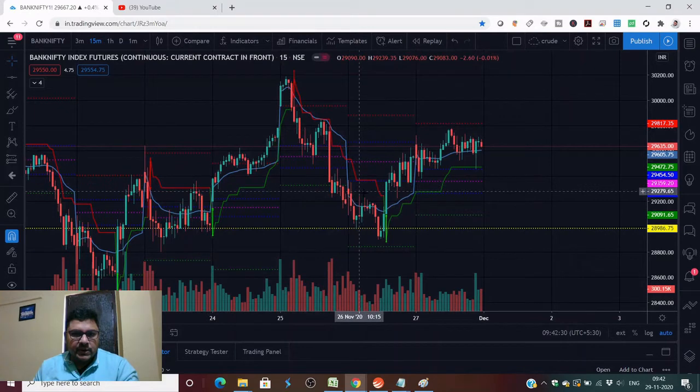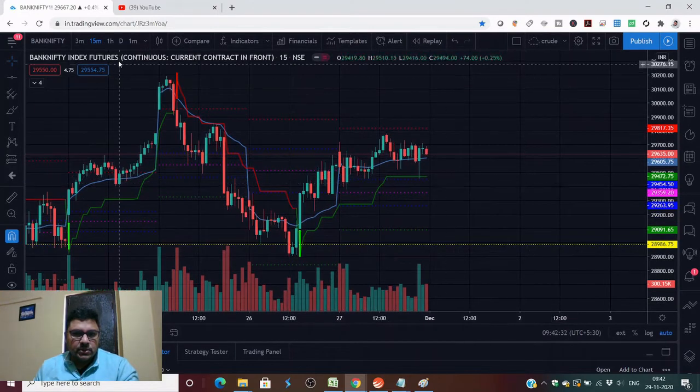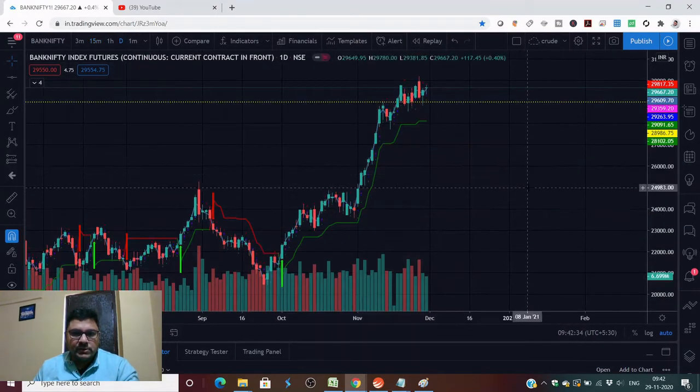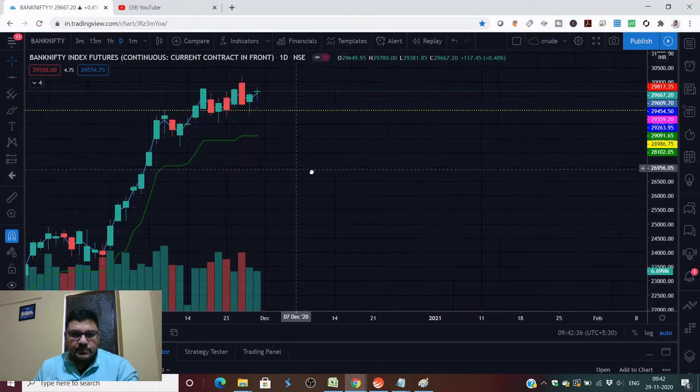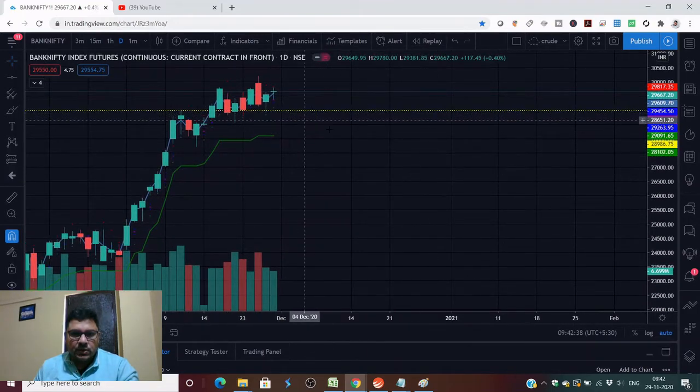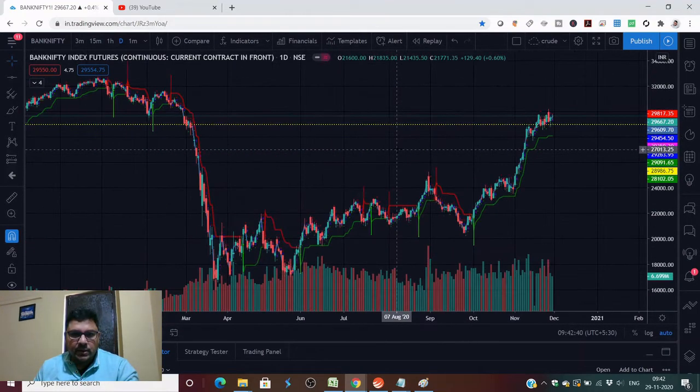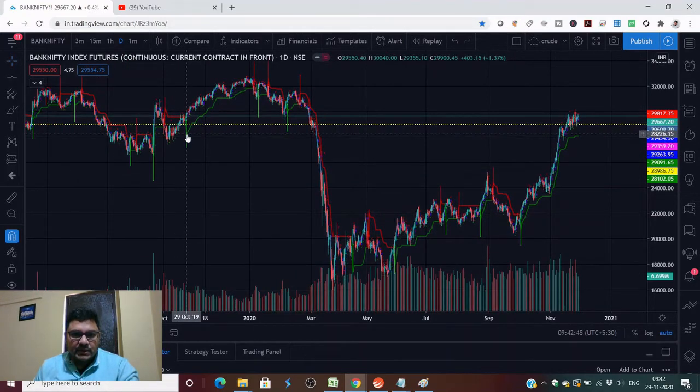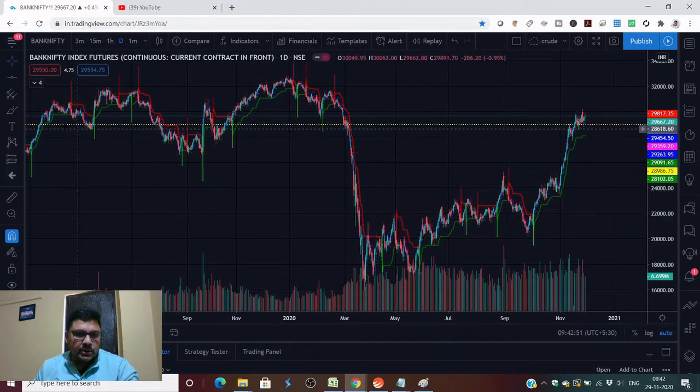Finding levels is very subjective. You should always look at the daily levels like this. If you can see this yellow line, why did I mark this yellow line? Because there is a significance of that, from where the price has halted or dropped, or you have taken a support in the past.